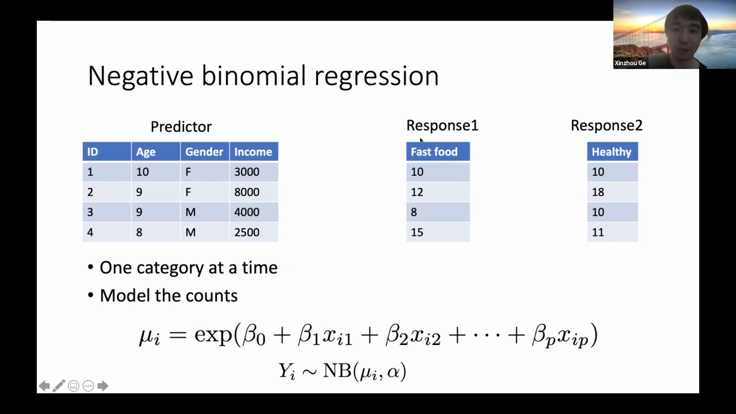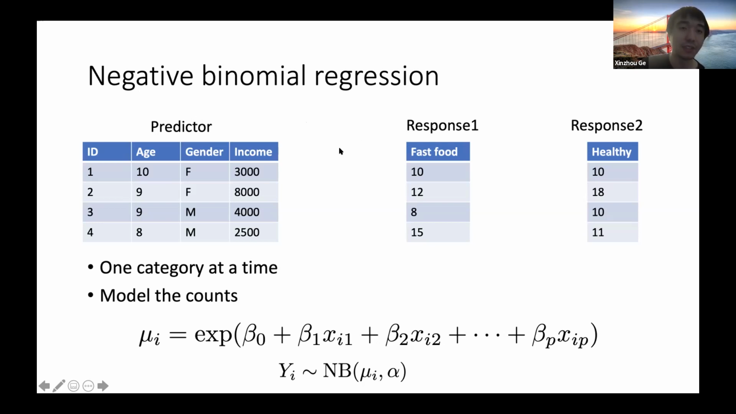And after we fit the first response, fast food, we can further go to the second response, healthy food, and then vegan, and then none. After finishing all these models, the conclusion we can get from the negative binomial regression is, for example, whether age is related to the choice of fast food, or whether gender is related to the choice of healthy food. So we cannot give any conclusions generally for all the food choices, but we can focus on one category of food. This is the negative binomial regression.